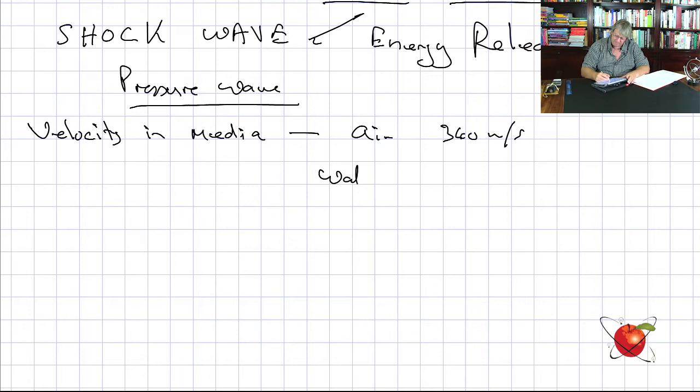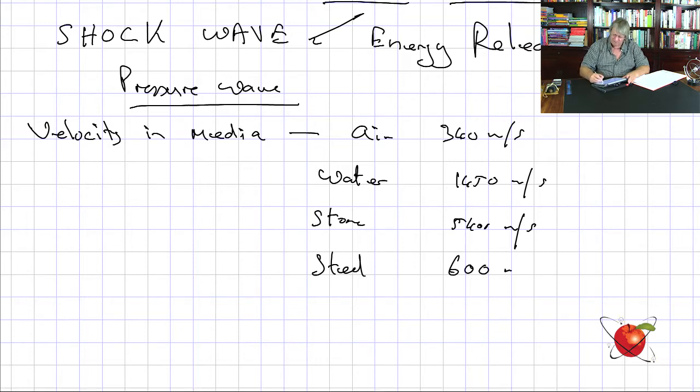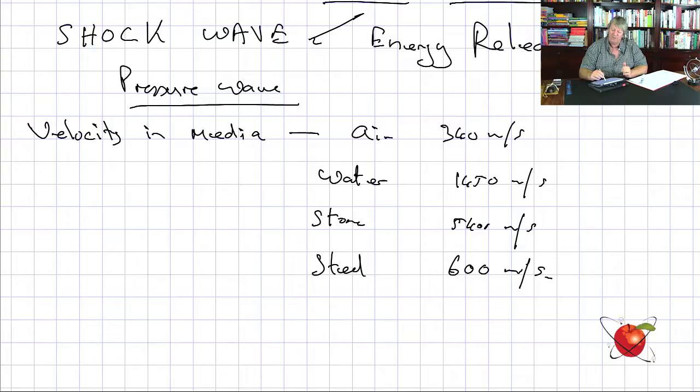Water is 1450 meters per second. Stone is 5,400 meters per second. Hang on, steel is 6,000 meters per second. What does it mean? It means the velocity of a sound wave in air is 340 meters per second. It's almost a kilometer. Let's just do a quick calc.